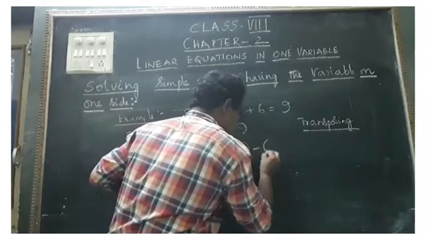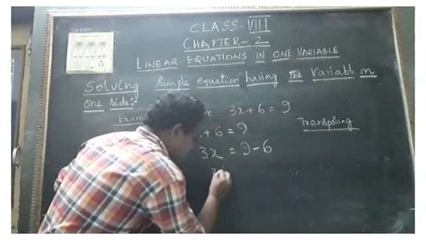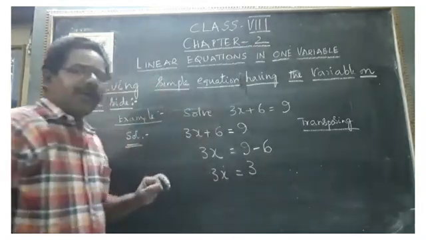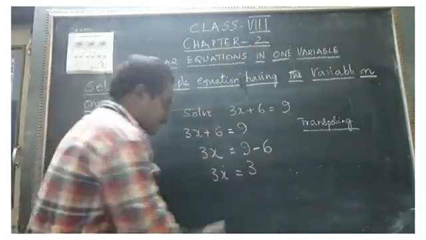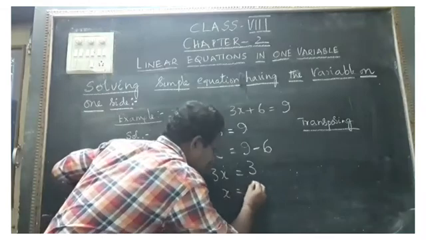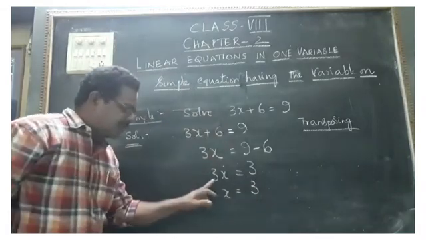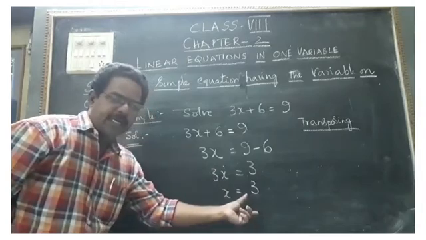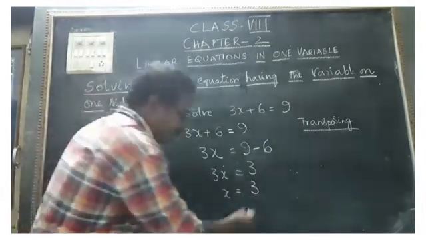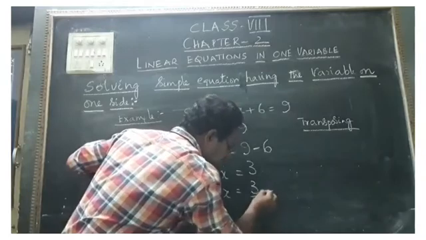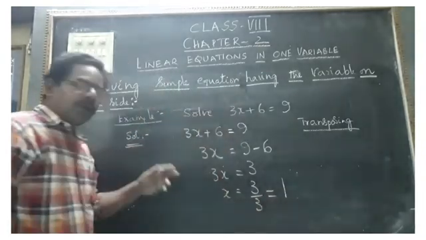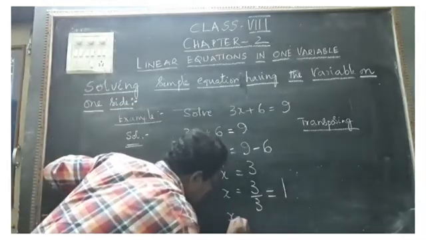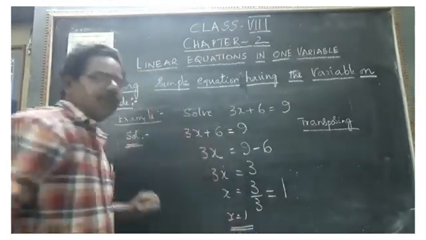So 3x is on the left hand side, and 9 minus 6 is equal to 3. Okay, 3x is equal to 3. Then x is equal to 3 already there. Here 3 into x: this 3 we have to transpose to that side. Into will become divided by. That's why 3 by 3 is equal to 1. Now x is equal to 1. Okay, so x is equal to 1 is the solution.